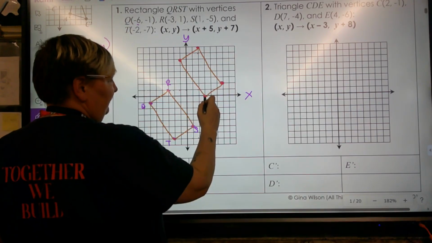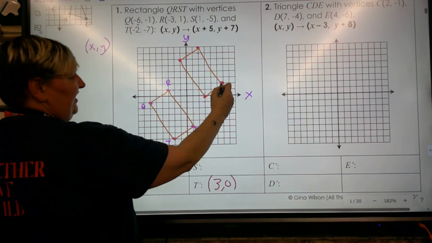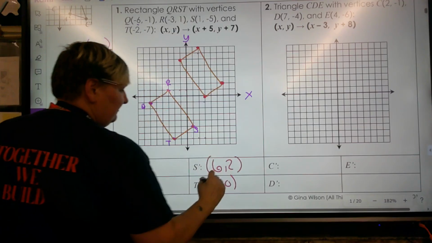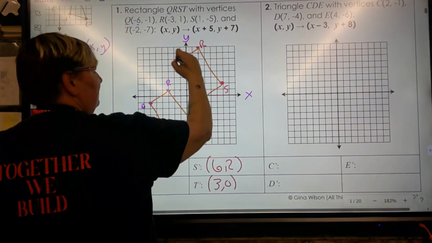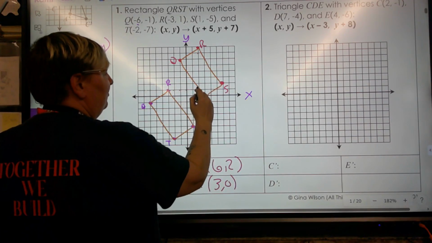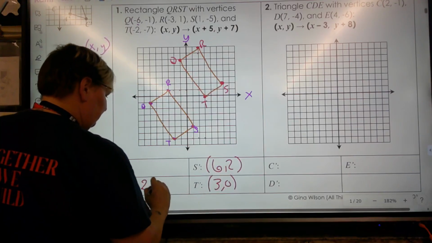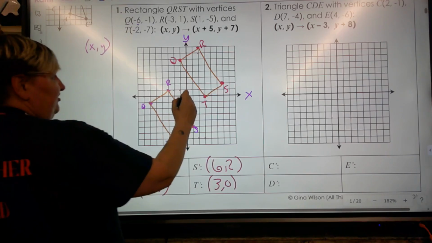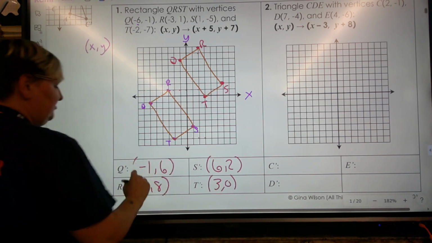This is my T, and it's (3, 0). And then this is my S, and it's 3, 4, 5, 6, 1, 2. It's (6, 2). Right? This is my T. This is my S. This is my R. This is my Q. So my R is (2, 8). These are my new coordinates for my image, my after. Right? And Q is (-1, 6). So that's one way you could have done it.